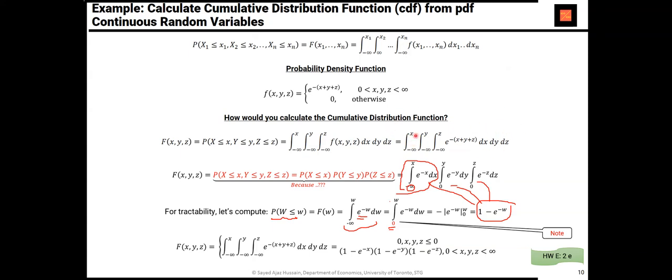It would have required a lot of work, or you could have actually realized that these things are in fact independent variables and then use that trick over there.